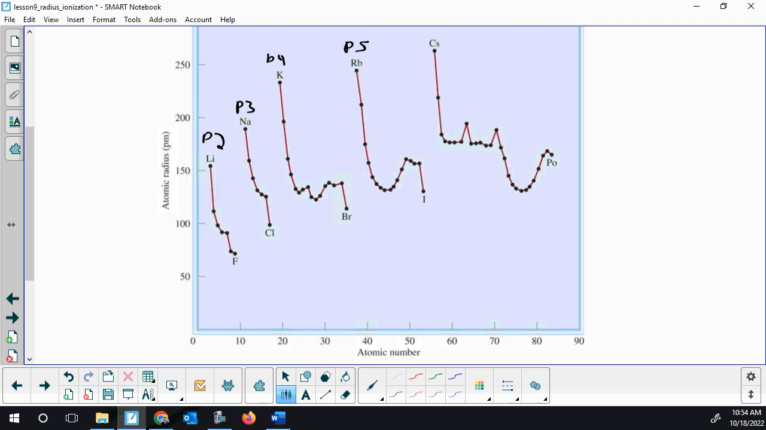But our period 2s and 3s, we get a nice perfect trend using Z effective to predict the size. And it's fairly significant. Sodium is around 200 picometers. Pico is 10 to the minus 12, so even smaller than that nano prefix we use. 200 to under 100. So chlorine is half the size that sodium is. So that Z effective is pretty powerful.